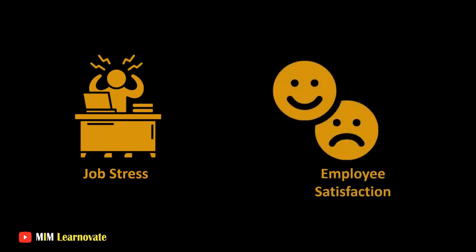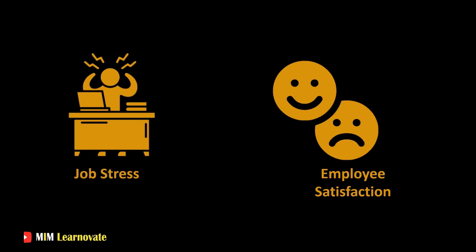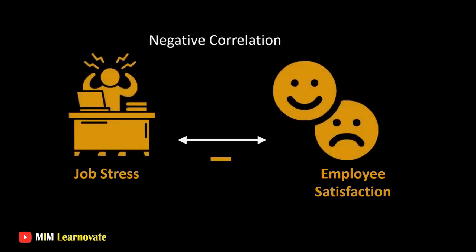For example, I take two variables that are job stress and employee satisfaction. The increase in job stress will cause low employee satisfaction, whereas low job stress would result in high employee satisfaction. The correlation between job stress and employee satisfaction is negative. That is, higher levels of job stress are associated with lower levels of employee satisfaction.